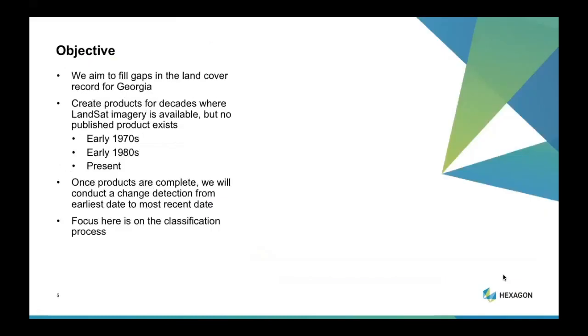So our objective with this study is to fill in gaps in the land cover record for Georgia. We wanted to create products for decades where Landsat imagery is available, but no published product exists. So this started in the early 1970s when Landsat first launched. Then we wanted to create another product for the early 1980s, and then one for present. And once all of the products are complete, we're planning to conduct a change detection from the earliest date to the most recent date to kind of get a sense of where land cover in Georgia has been so that we can have a better idea of where land cover in Georgia is going.